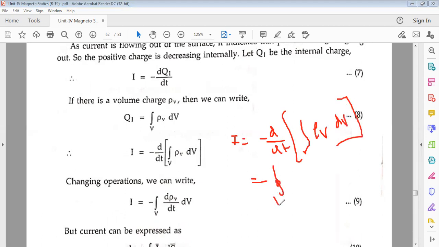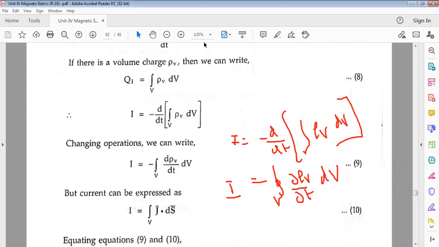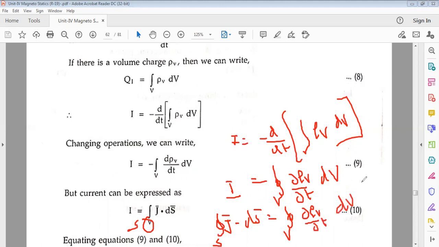That is equal to the volume integral of ∂ρv/∂t dv. But the current is expressed as J̄·dS̄. What is I? I is equal to the integral of J̄·dS̄. This is a surface integral, not a volume integral. I is equal to the integral of J̄·dS̄, and the charge relation gives ∂ρv/∂t dv.